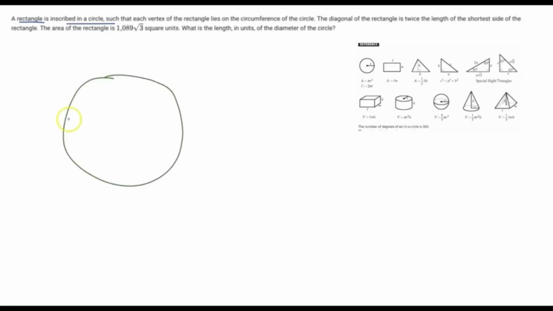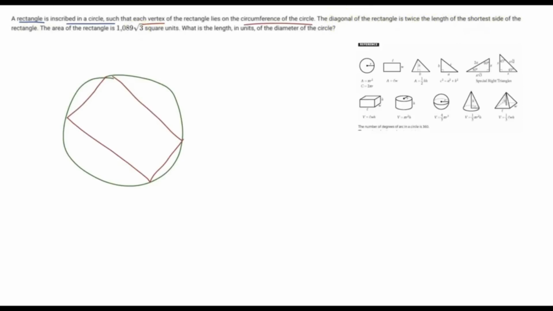So I'm going to draw a circle and then draw a rectangle. The rectangle is drawn such that each corner of the rectangle lies on the circumference of the circle. So one corner goes there, boom. And then the corners of that rectangle are going to be on the circumference, or the outside, of that circle. So there's our drawing.